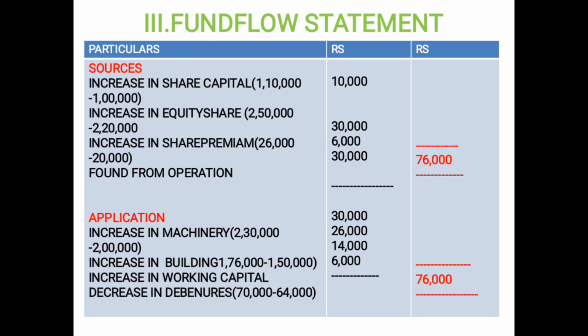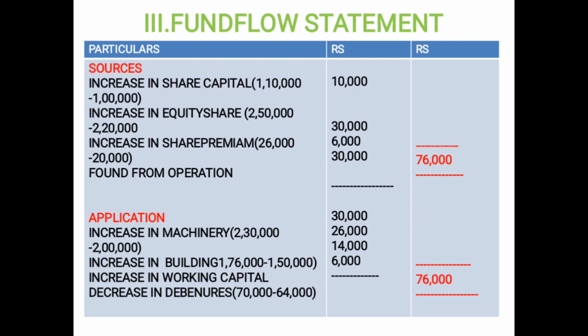Increase in machinery: 2 lakh last year, this year 2,30,000. So 30,000 is the increase, which is the purchase of machinery. And the increase in building, the purchase of building: last year 1,50,000, this year 1,76,000. So the newly purchased building is 26,000.